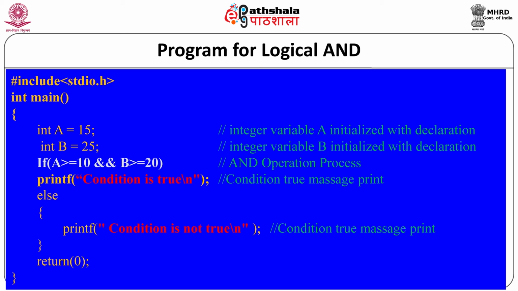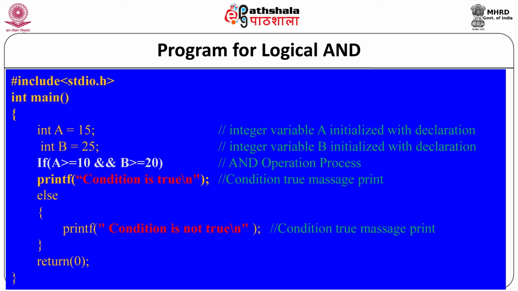In this program, you can see value of A is considered as 15 and value of B considered as 25. Both are integer. If A is greater than or equal to 10 and B greater than or equal to 20, in between these two conditions or two expressions, I am using logical AND operator. You know, output of AND gate is true when both conditions or both expressions are true. In this, A is greater than 10, it means that expression is also true. B greater than or equal to 20, it means that expression is also true.